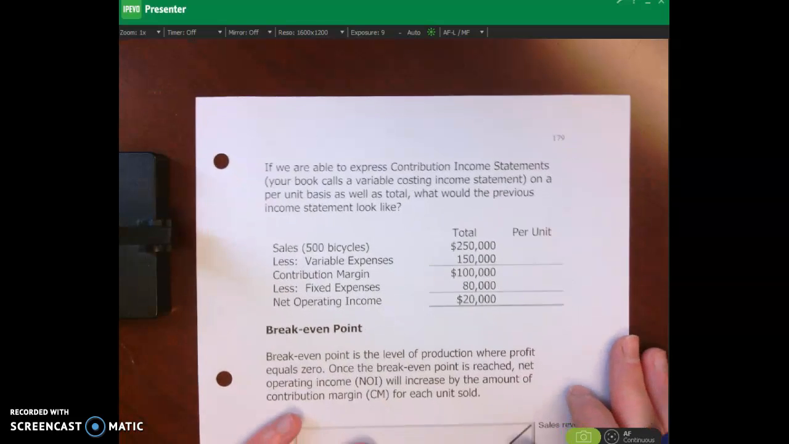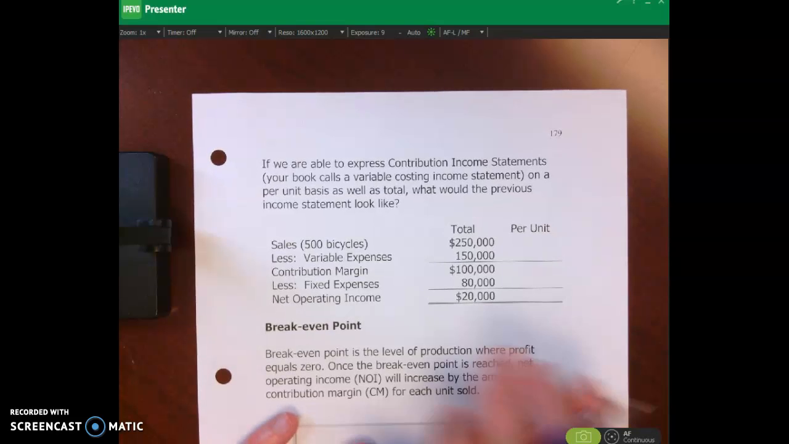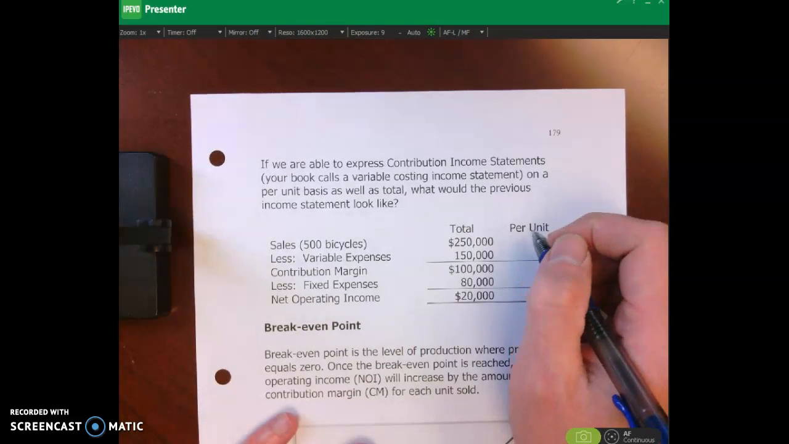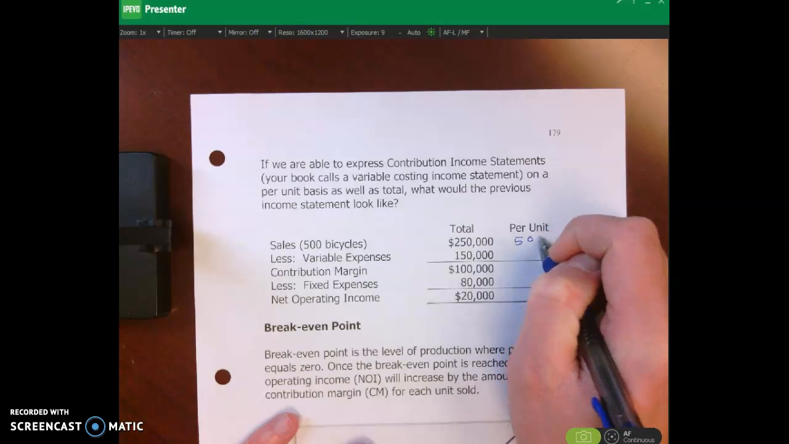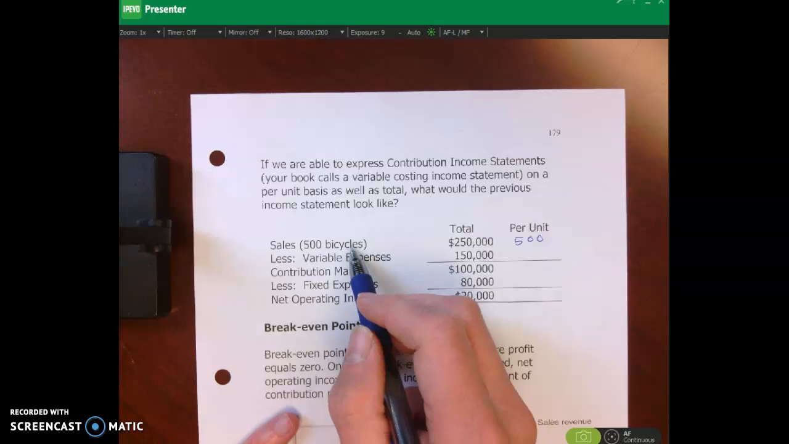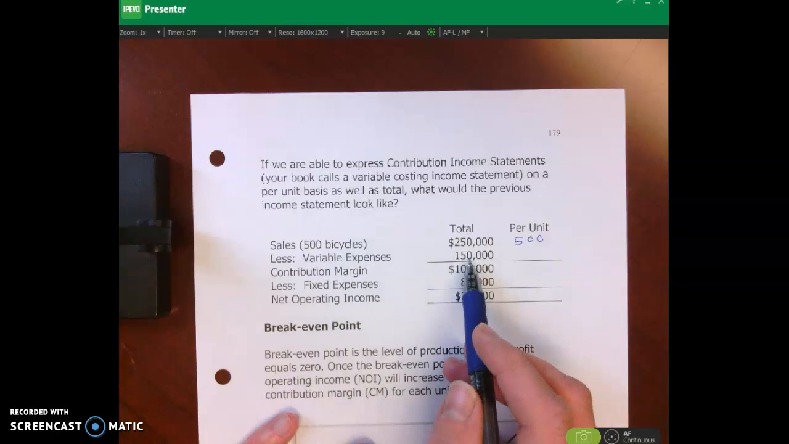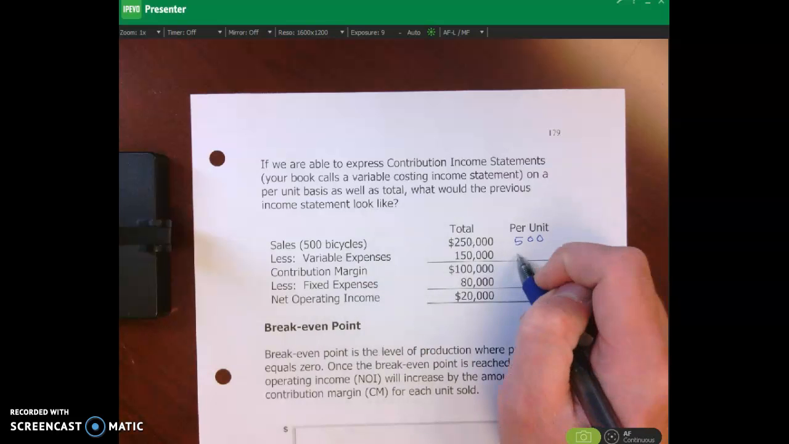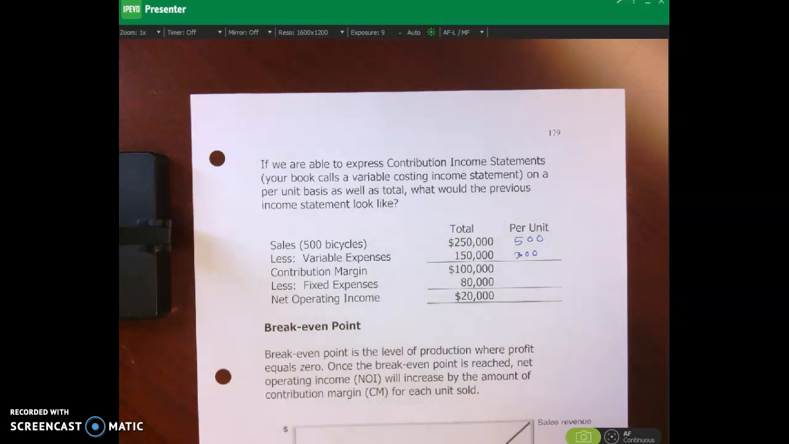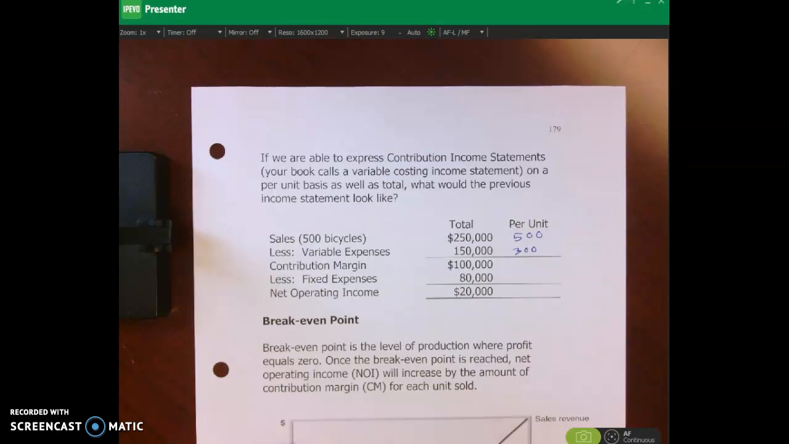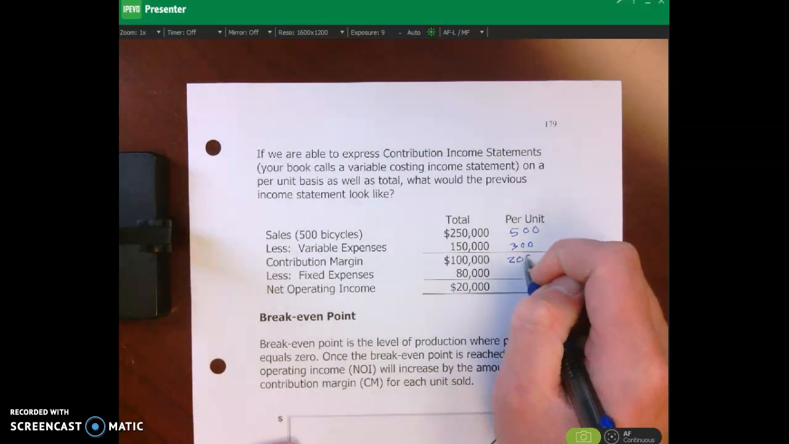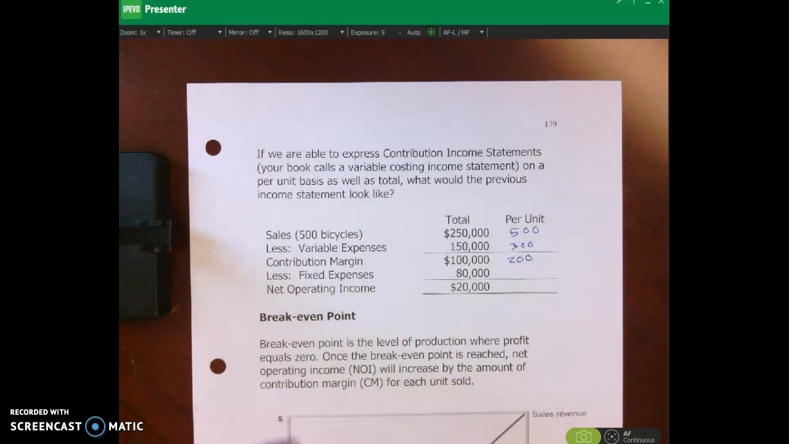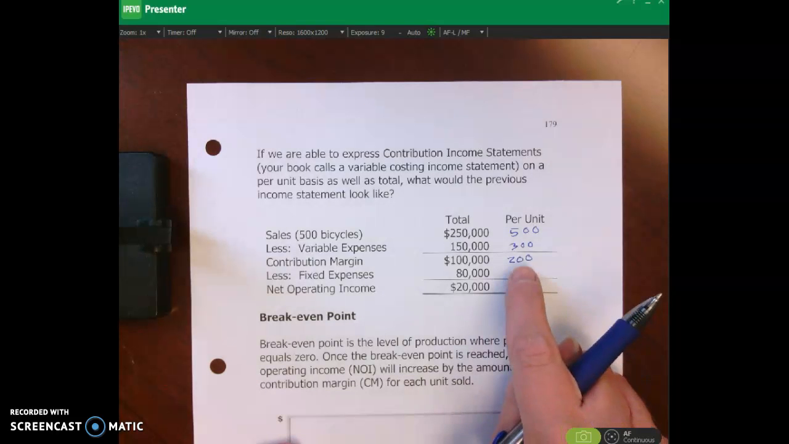Now what we can do is express this on a per unit basis. If we have $250,000 in total sales for 500 bikes, how much do we sell each bike for? $500. 250,000 divided by 500. Variable expenses total 150,000 at 500 bikes. 150,000 divided by 500 gives us $300 variable expenses per bike. Therefore, contribution margin, sales minus variable expenses, is $200.